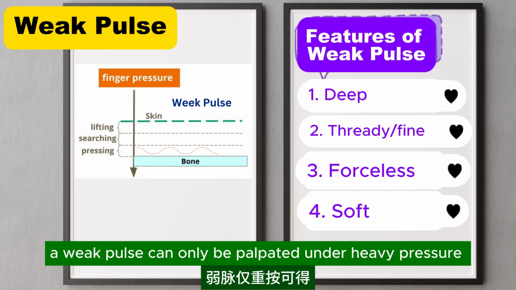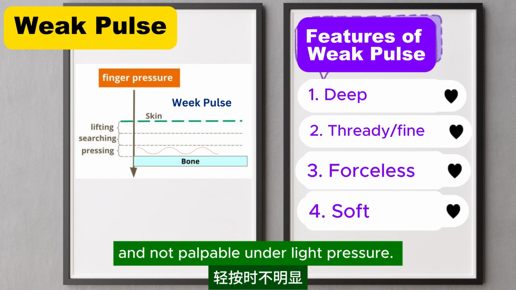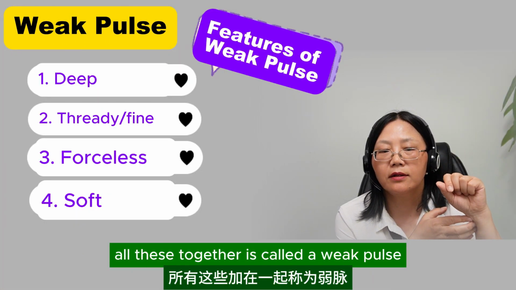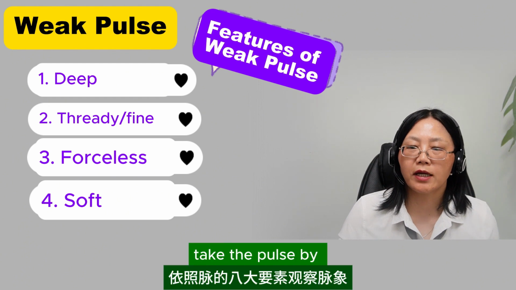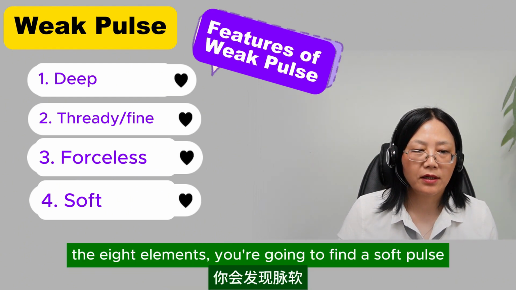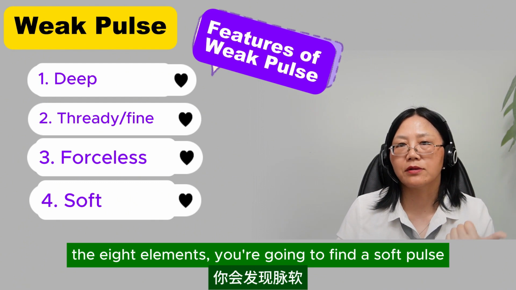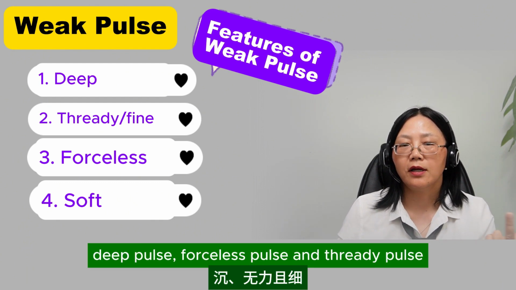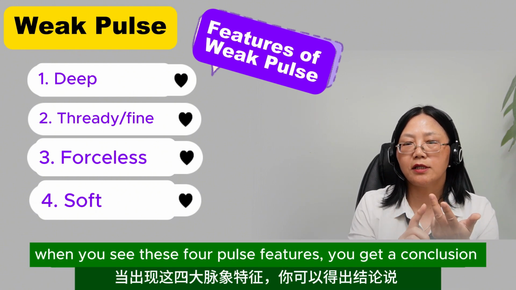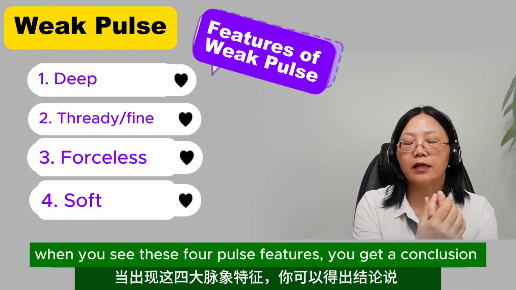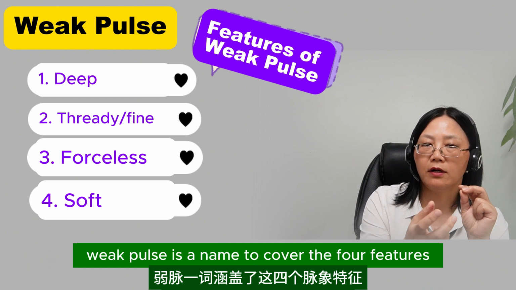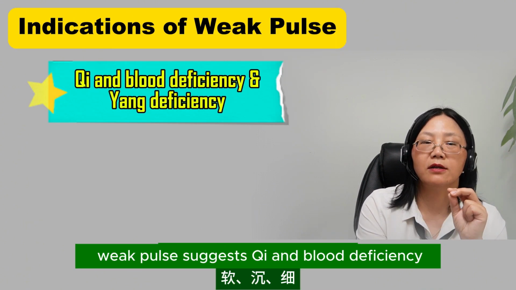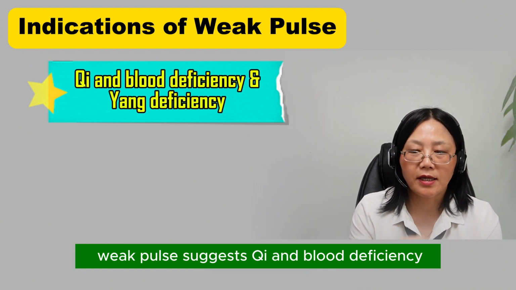A weak pulse can only be palpated under heavy pressure and is not palpable under light pressure. All this together is called weak pulse. So weak pulse has a compound feature. If you take the pulse by the 8 elements, you're going to find a soft pulse, deep pulse, forceless pulse, and thready pulse. When you see these 4 pulse features, you get a conclusion, say, oh, there's a weak pulse. Weak pulse is a name to cover the 4 features. Weak pulse suggests qi and blood deficiency, yang deficiency.